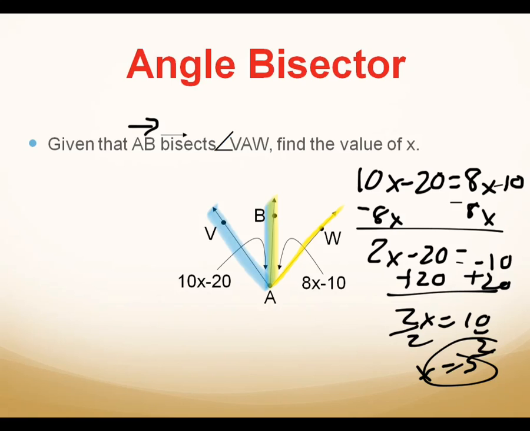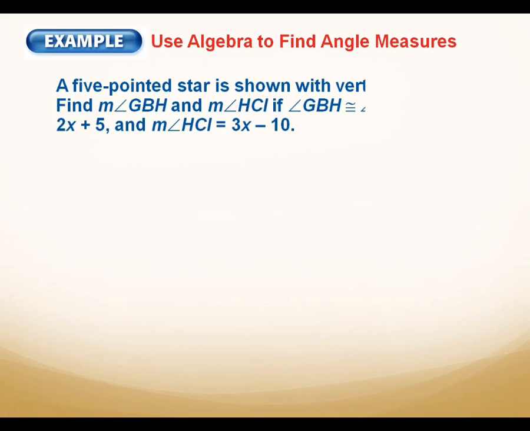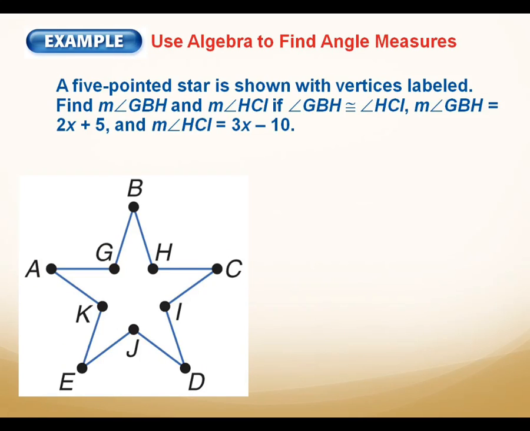Okay. So this is going to be the last one we do. Long problem, basically saying find the measure, and when we talk about the measure we put the little m. So find the measure of angle GBH, and I'm just going to highlight that one. That's that one right there. And HCI, which is that one right there. If those two angles are congruent to each other, and GBH is 2x plus 5, and HCI is 3x minus 10.